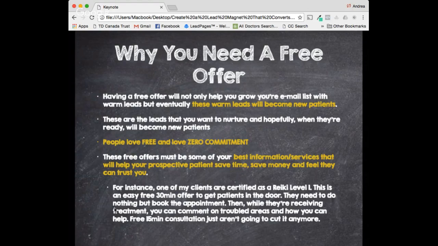So that's why it's so important to be giving away information. But for those people that don't necessarily know you yet, that's why a free offer is so important. And remember that your free offer should be some of the best information or services that you have. And they should typically solve a problem for that prospective patient right away.